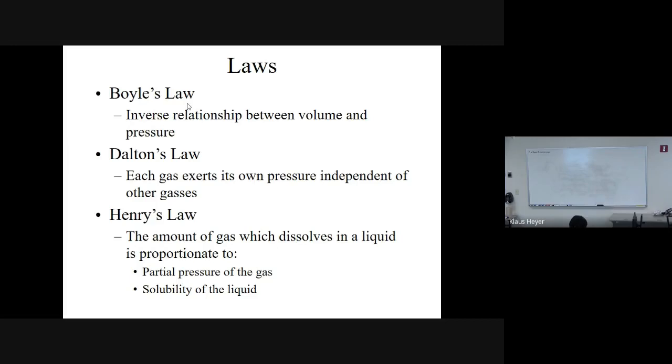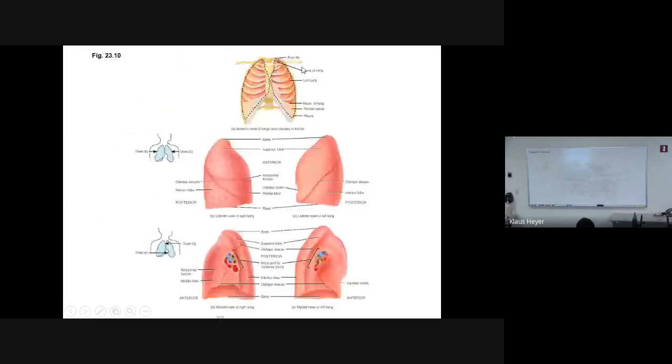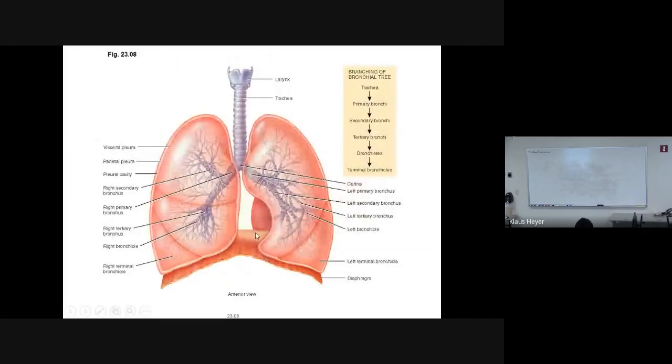Does anybody have any questions on these three laws? Okay. Let's talk about the first one, but give an example of the first one. Before I go to that, I'm going to come right back to this. Let me just show you. Here's your lungs. Here's the diaphragm. The diaphragm's a muscle. Doesn't really look like a muscle, but it is. And it separates the thoracic cavity from the abdominal cavity. So they're kind of compartmentalized here.